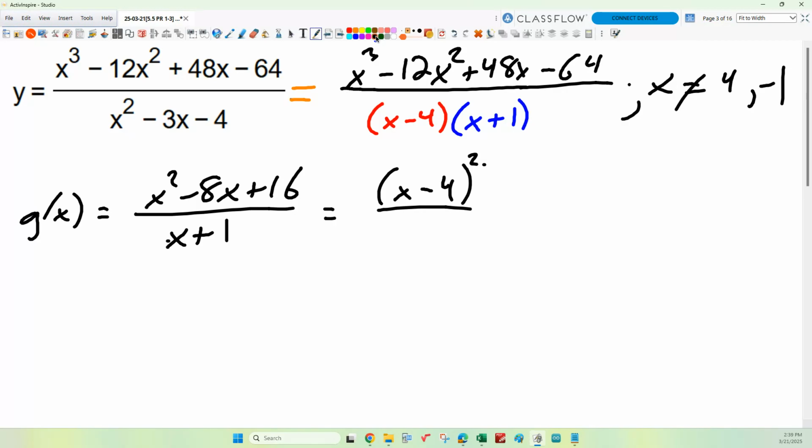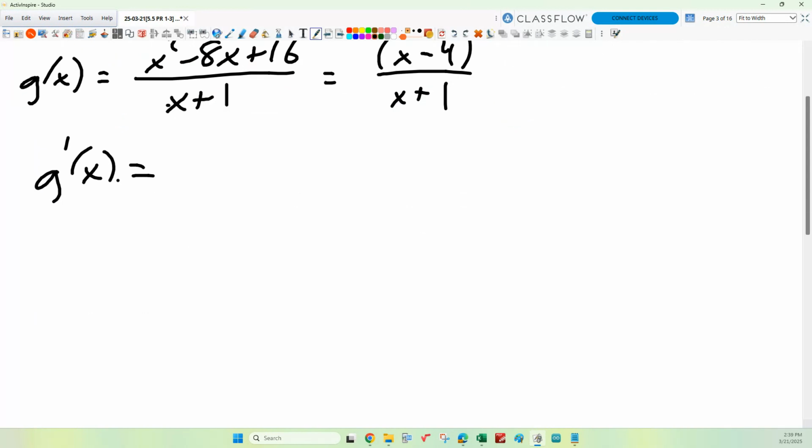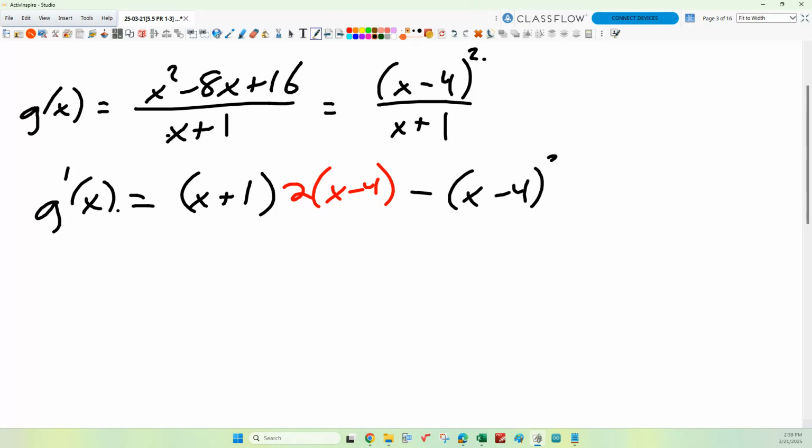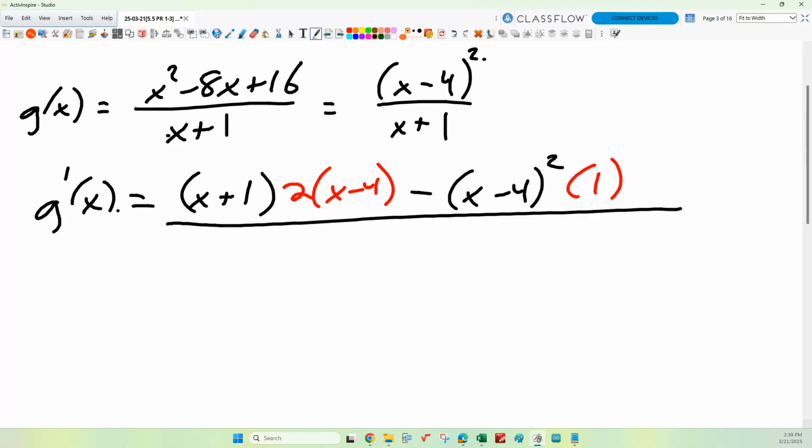Yeah, x minus 4 squared over x plus 1. And so now let's calculate derivatives. So my derivative, this is a pretty easy derivative now, right? If we do quotient rule, we get low times d high. Well, that's just 2 times the quantity x minus 4, minus high d low, over low squared, right? So x plus 1 squared.